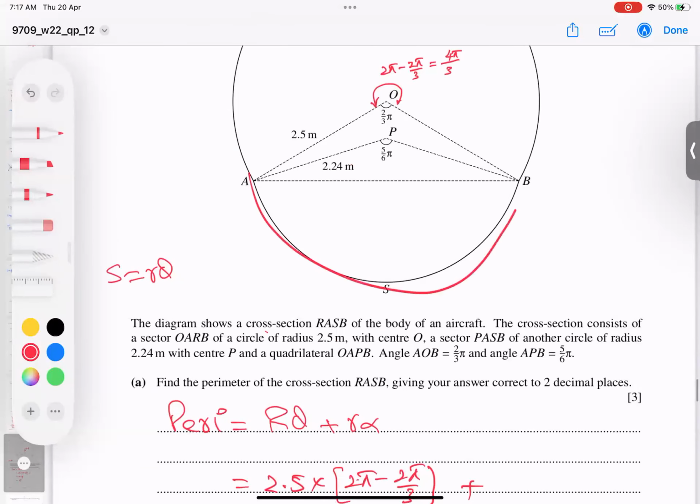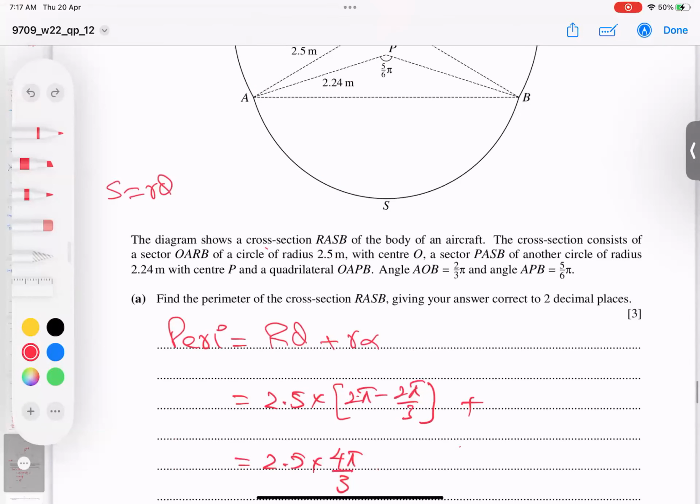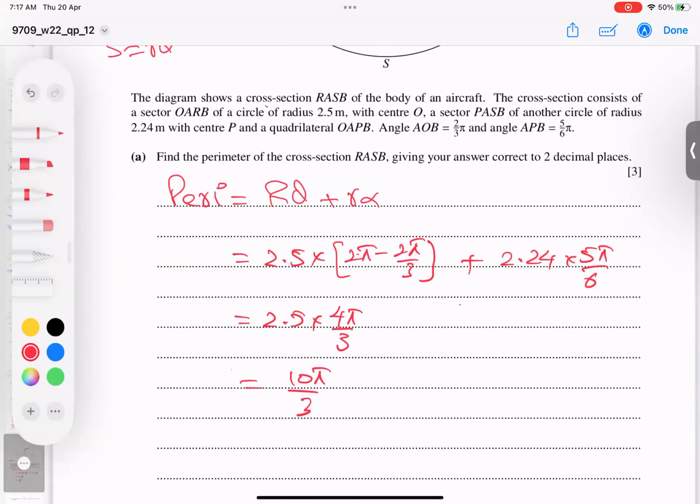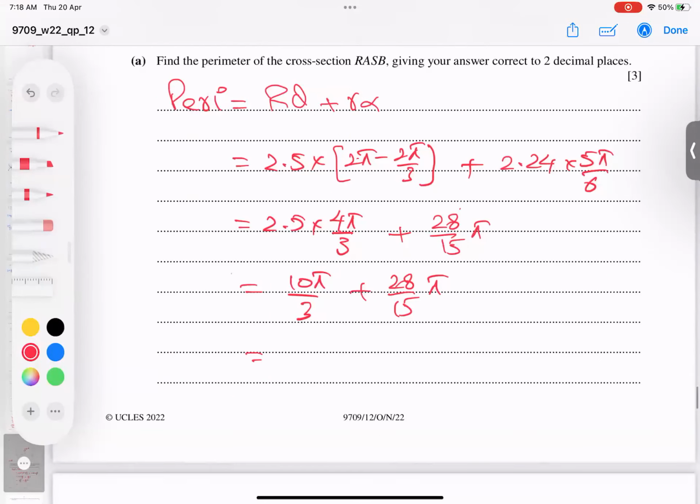What is the other arc length? This arc length we need. R is 2.24. And theta alpha is this angle, 5 pi by 6. And 2.24 into 5 by 6, what do I get, students? I get 28 by 15 pi. We can type directly even, but no problem.